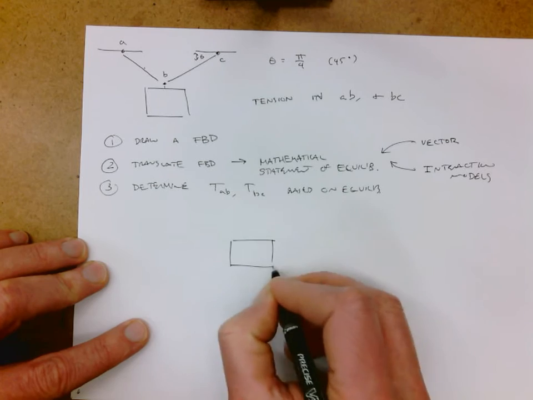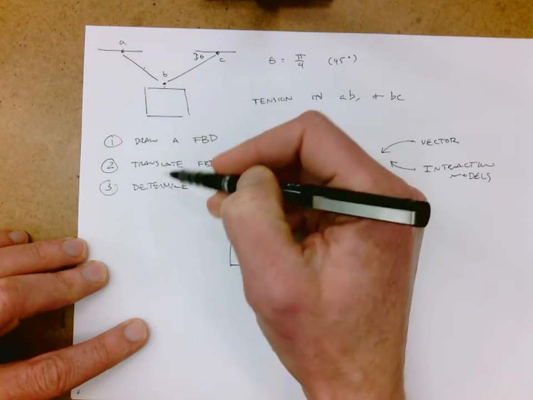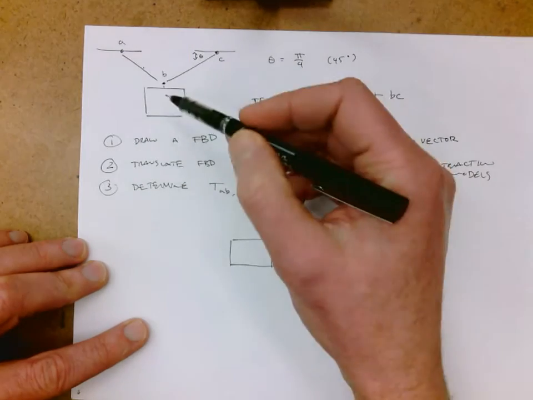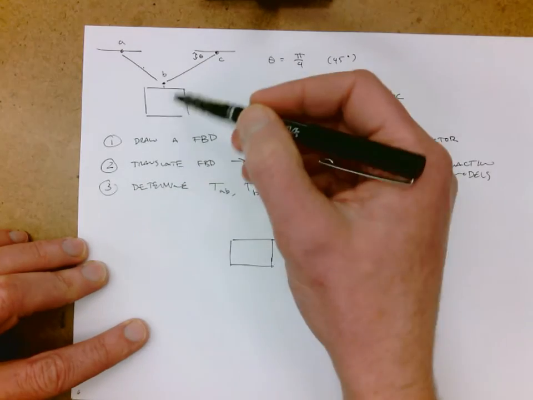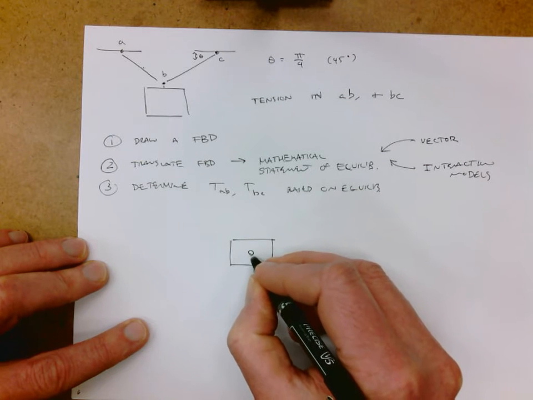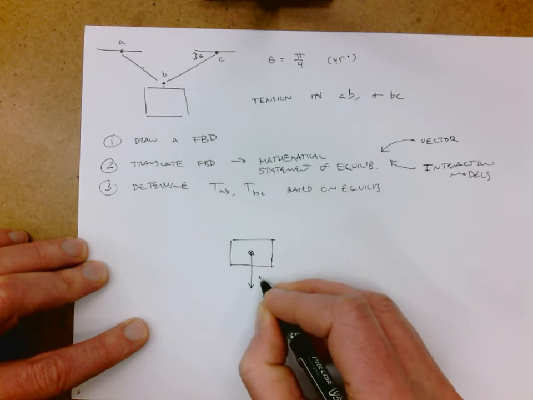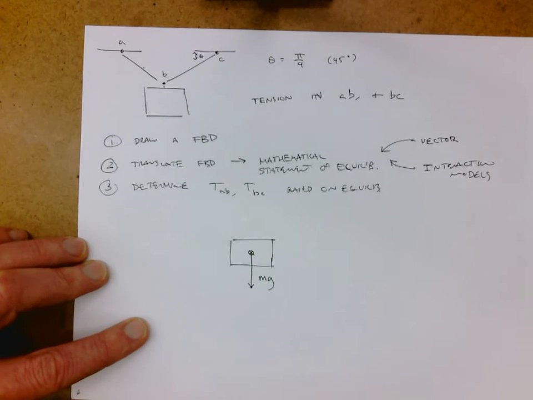So I've got a box that I've cut out of the universe. One interaction between this box and the rest of the universe is the gravitational interaction, right? All of the particles that make up the Earth are pulling on all of the particles that make up the box. And so I abstract that distributed force to an equivalent force of gravity that's acting at the center of mass. There's my gravitational force acting down at the center of mass.